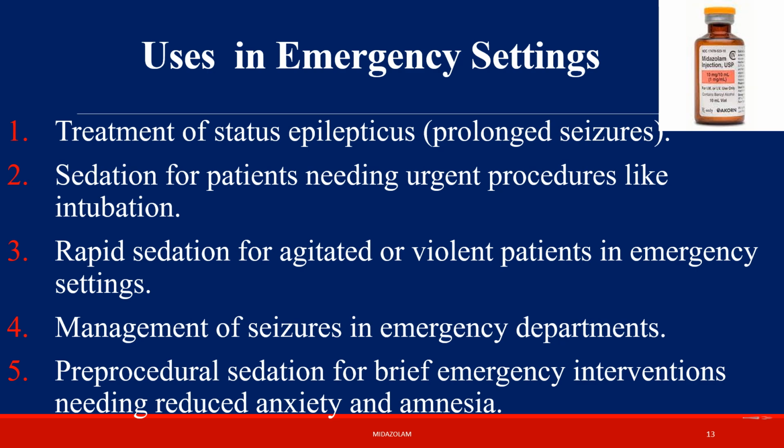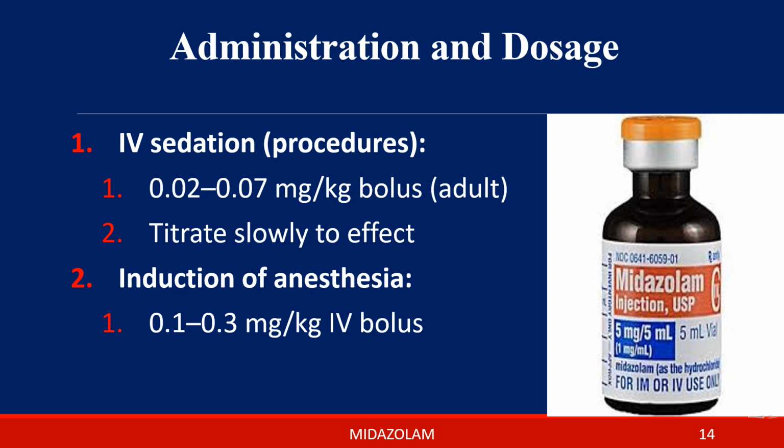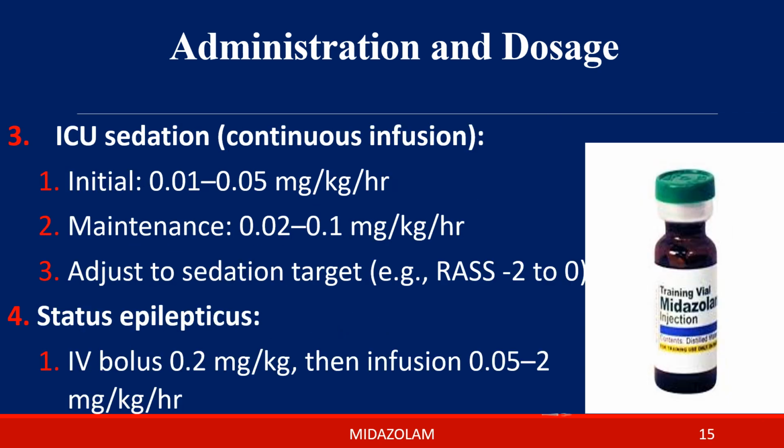emergency procedures. Administration and dosage of midazolam. 1. IV sedation procedures. 1. 0.02–0.07 mg per kilogram bolus, adult, means initial dose for sedation in adults. 2. Titrate slowly to effect, means adjusts based on patient's response. 2. Induction of anesthesia. 1. 0.1–0.3 mg per kilogram IV bolus, means dose range for starting anesthesia with midazolam. Administration and dosage of midazolam.